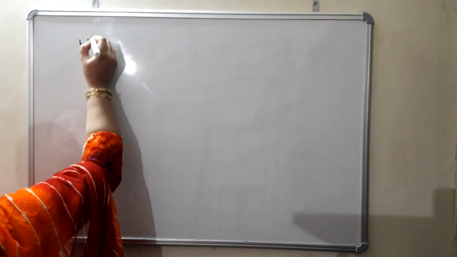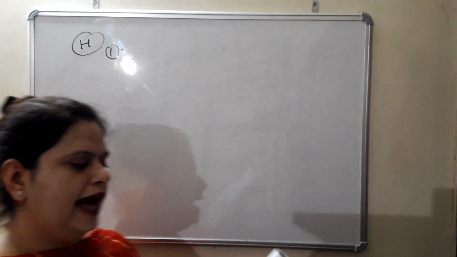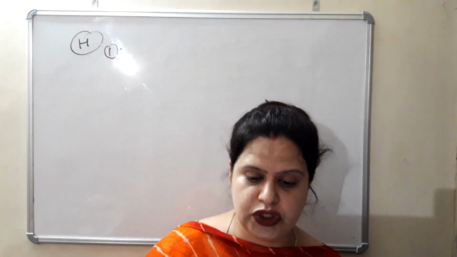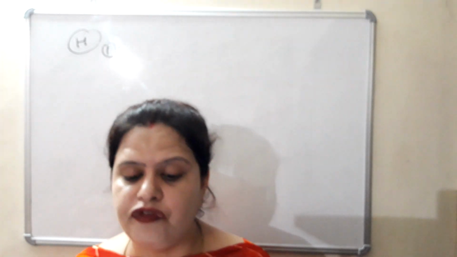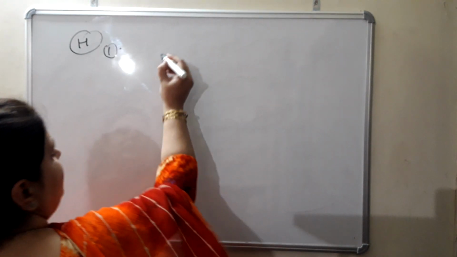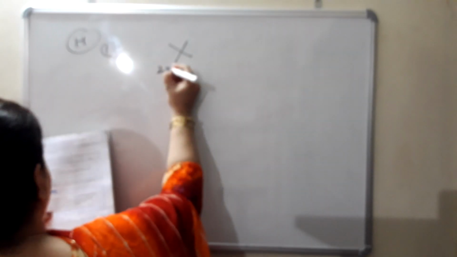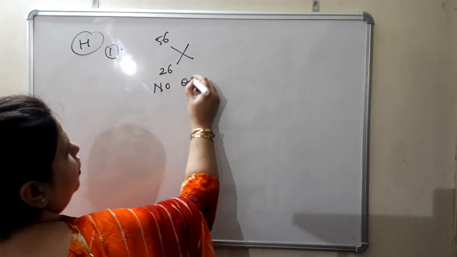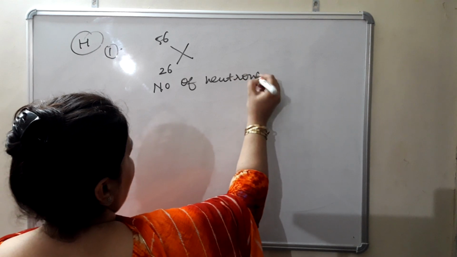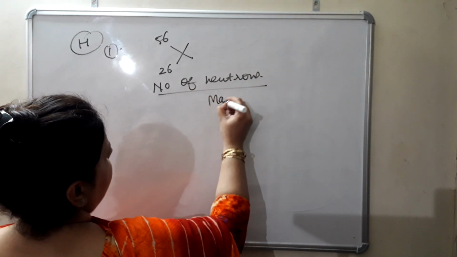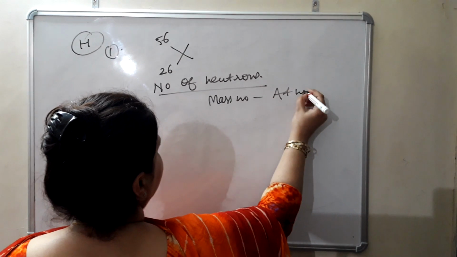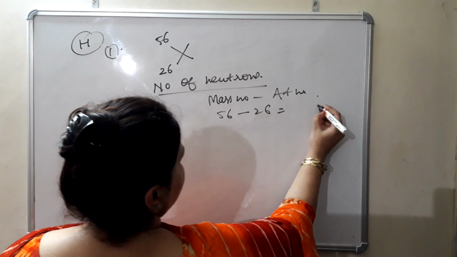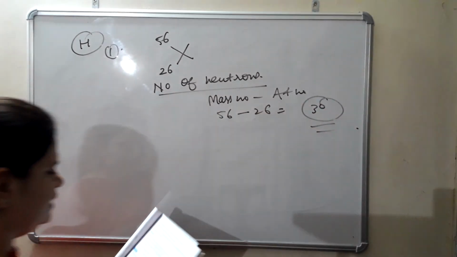So in the H question, the first numerical: atomic number and mass number of an element are 26 and 56 respectively. Calculate the number of neutrons in its atom. Let the element be X, atomic number we write at the bottom, and here we write the mass number. To find the number of neutrons, what do we have to do? Mass number minus atomic number. So 56 minus 26, that is 30. So the number of neutrons is 30.